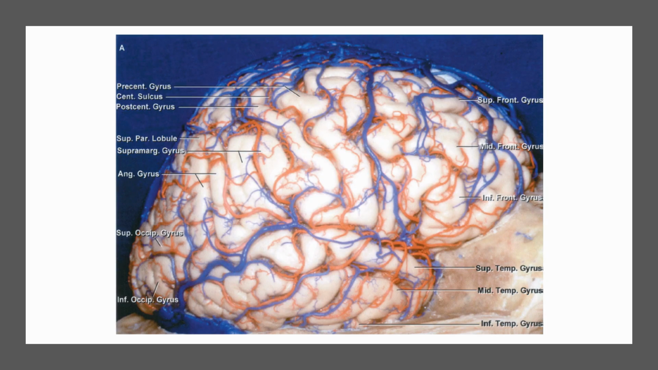Again, a lateral view of the brain showing the arteries and vessels, and if we can remember from the anatomy, the middle cerebral artery runs deep in the Sylvian fissure. We said that this is the Sylvian fissure, and the anterior cerebral artery supplies the medial surface of the cerebral hemisphere.